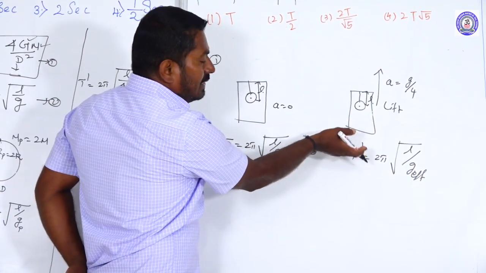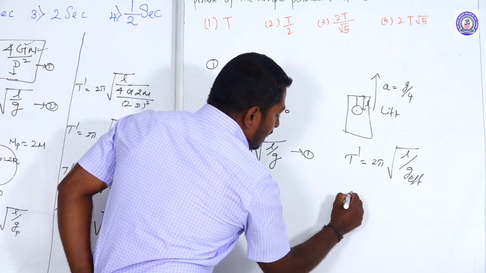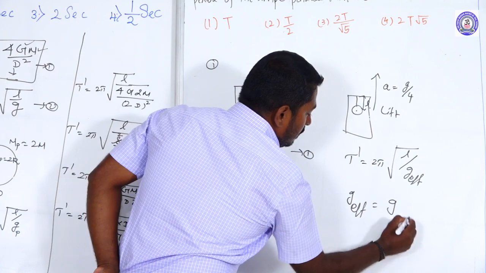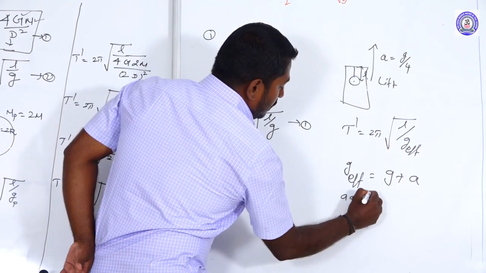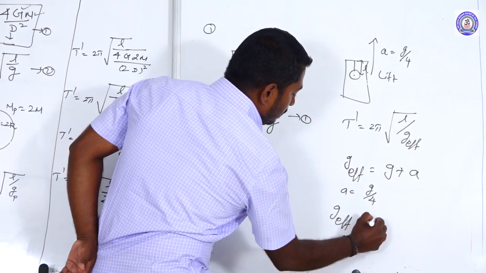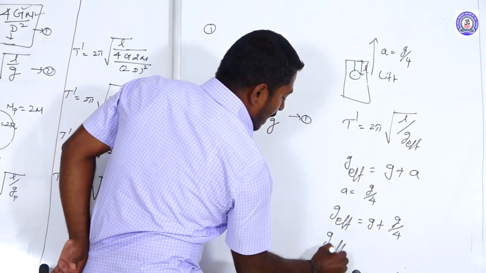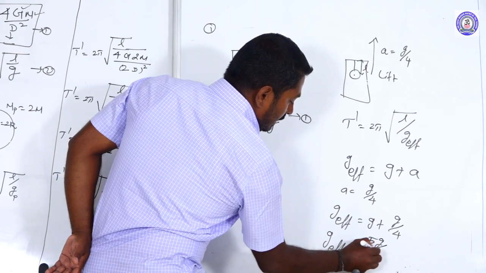If the lift accelerates with the constant acceleration g divided by 4, effective acceleration is equal to g plus a. Here a is equal to g divided by 4. Effective acceleration is equal to g plus g divided by 4. So effective acceleration is equal to 5g divided by 4.